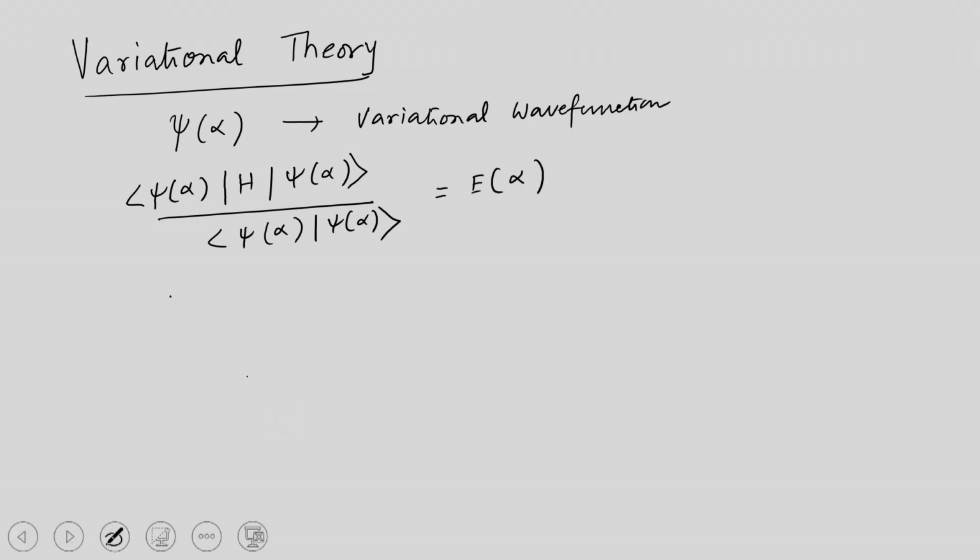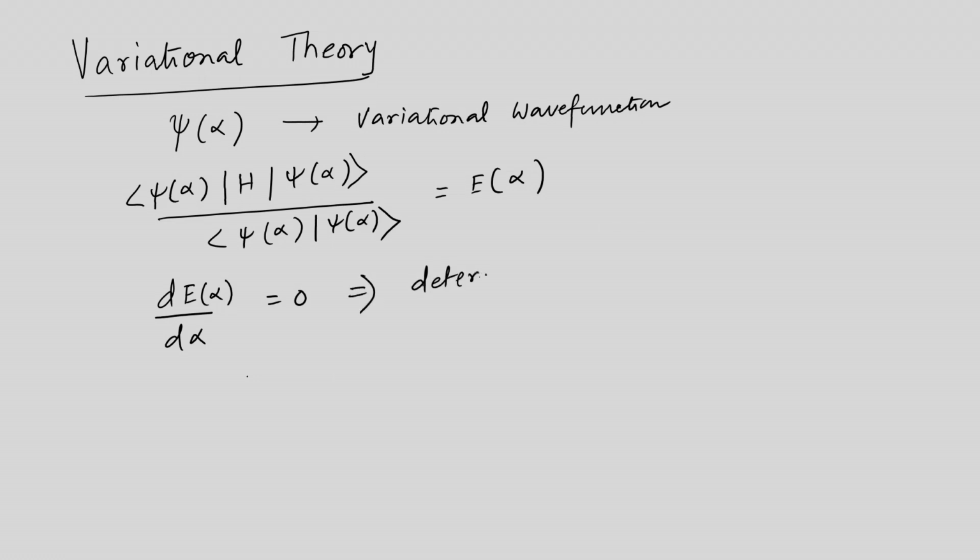Now, this E alpha was minimized with respect to alpha, and alpha was determined. Putting it back into psi, that is the variational state that we have obtained.